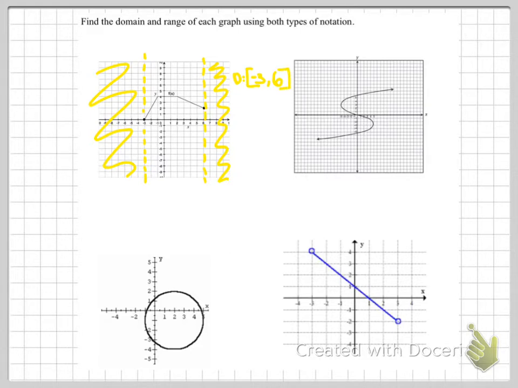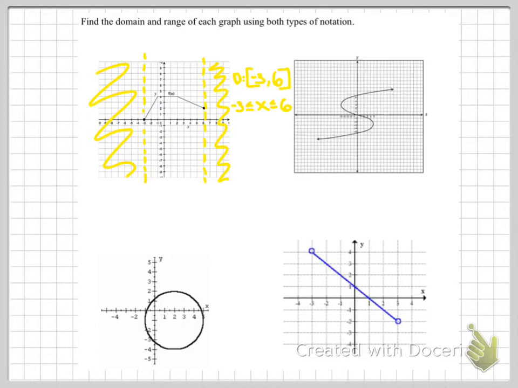This would be the answer to domain in interval notation. For those of you that love inequality notation, same idea, same picture, same everything. -3, because it touches it, you use less than or equal to. Domain is the x variable. Less than or equal to 6. Both of these mean the x's are from -3 to +6, including -3 and +6.